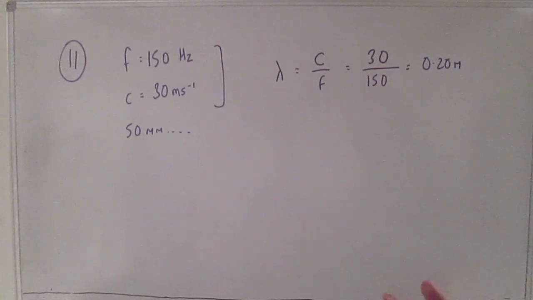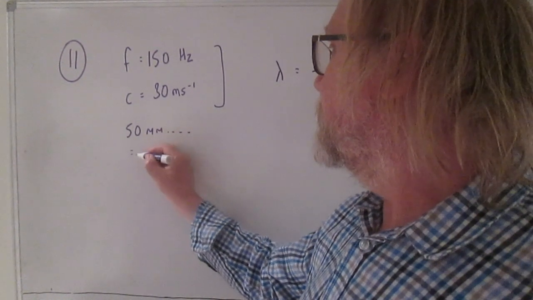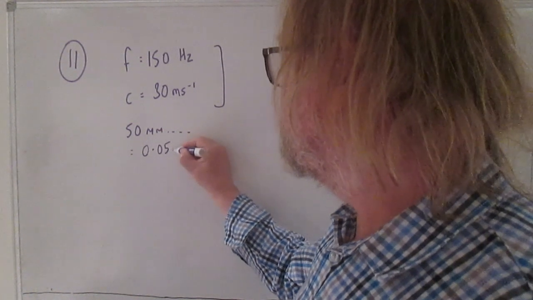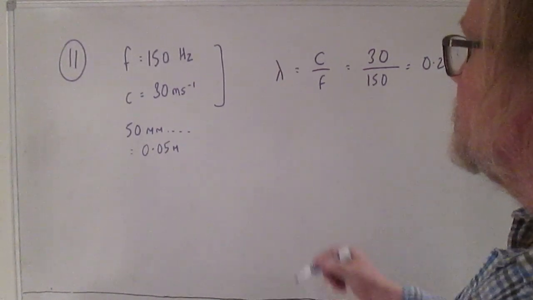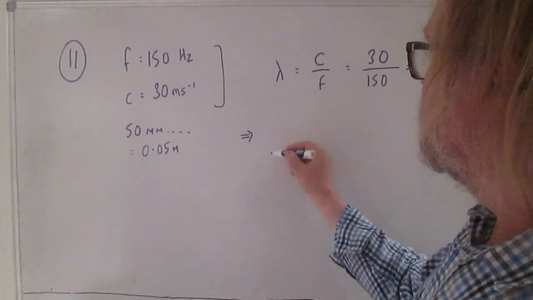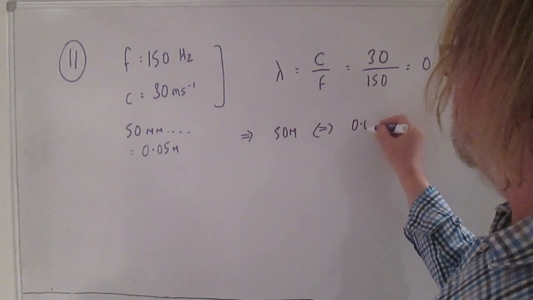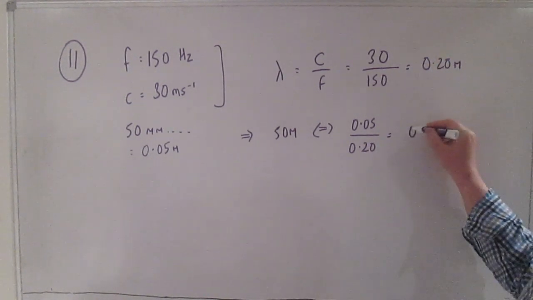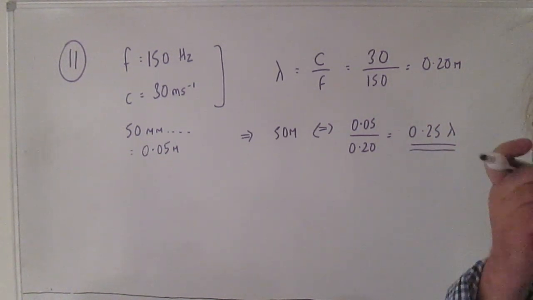And then we've got to figure out what 50mm is corresponding to that. So 50mm is 0.05 meters, because it's 50 times 10 to the minus 3, so that's 0.05 meters. So that means that 50mm is equivalent to 0.05 over 0.20, which is 0.25 wavelengths. Okay, so it's a quarter of a wavelength.